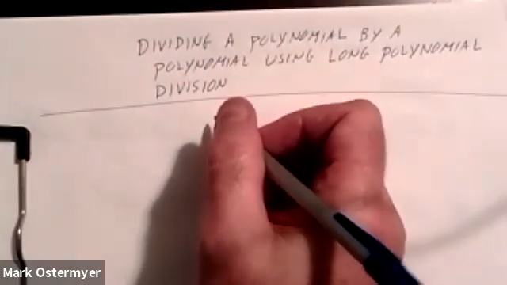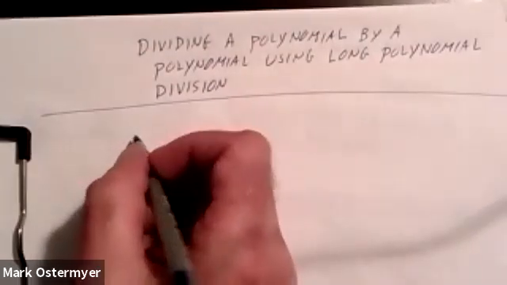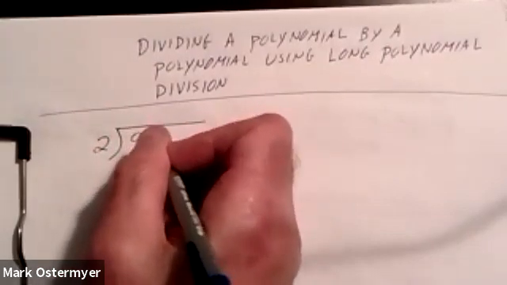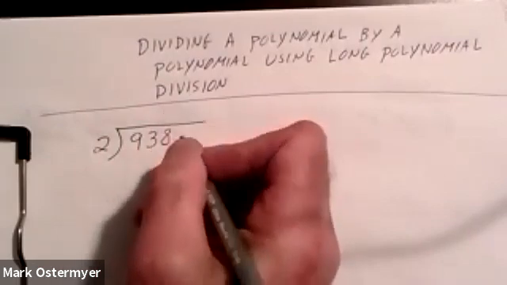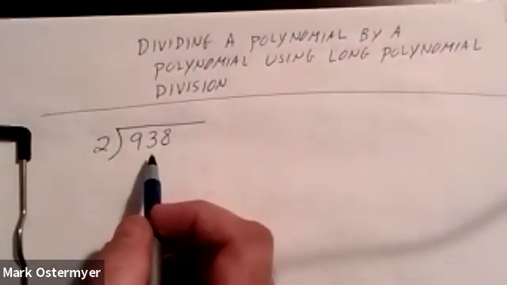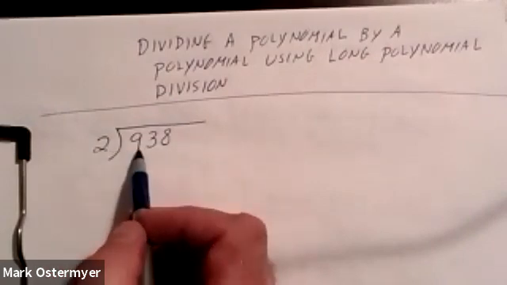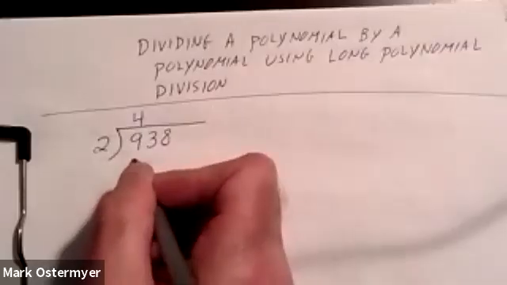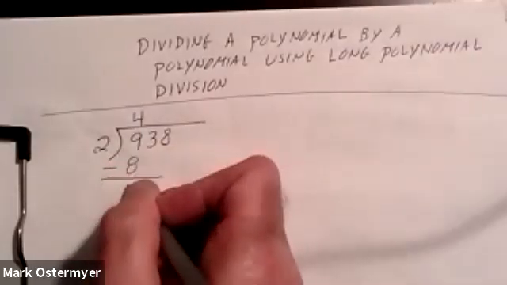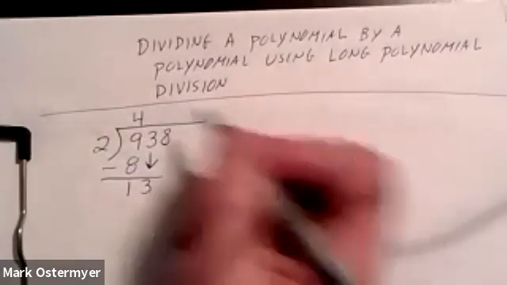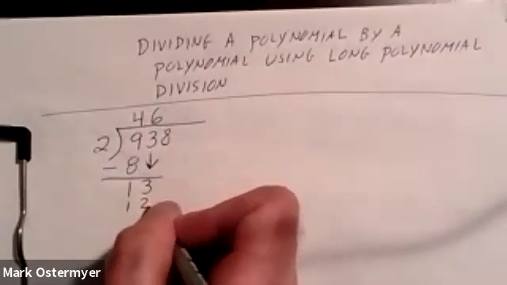Okay, let's try one over here. Let's go back to basic math first of all. Just revisit something. You remember how to divide a whole number into a whole number? Basic math. 2 divides into 9 how many times? 4. 4 times 2 is 8. Subtract off. Drop down the 3. 2 divides into 13 6 times. 6 times 2 is 12. Subtract off. You get a remainder of 1.